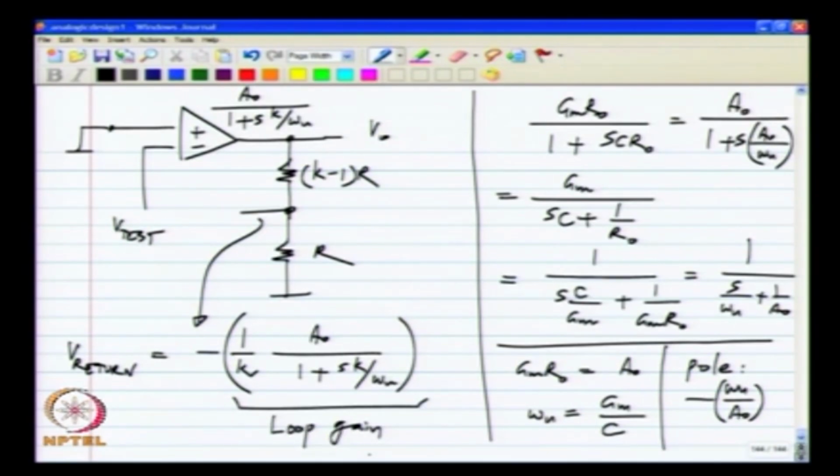And again, just as a quick recap, the loop gain without this non-ideality, without the finite output resistance, was omega u by K divided by s, and you can easily see that if A naught goes to infinity, this reduces to that value. Sorry, this is not s K by omega u, it is s A naught by omega u. If A naught goes to infinity, you will simply get 1 by K times omega u by s.